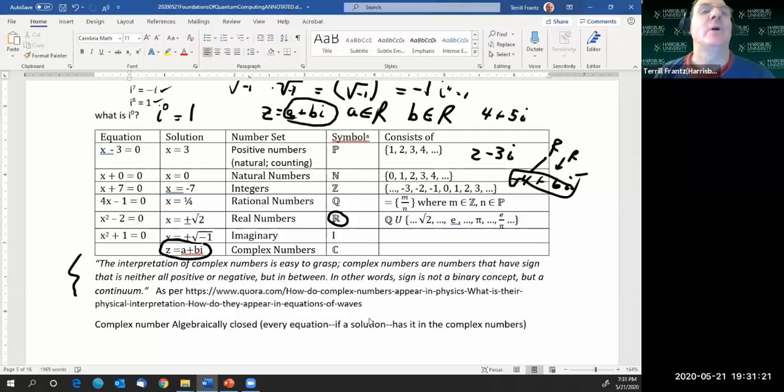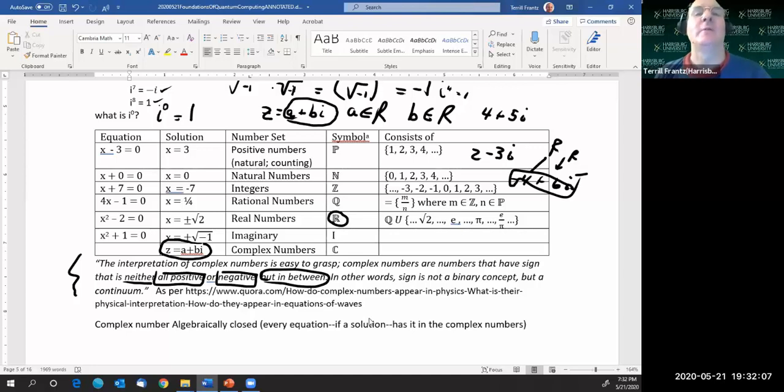So I found this little quote doing some research about this, and I thought it kind of resonated, and frankly, I haven't thought about it deeply to see if it makes total sense. But let me read it to you, and in the context of quantum computing, I'm really curious about this. So anyway, the interpretation of complex numbers is easy to grasp. Complex numbers are numbers that have a sign that is neither all positive nor all negative, but something in between.